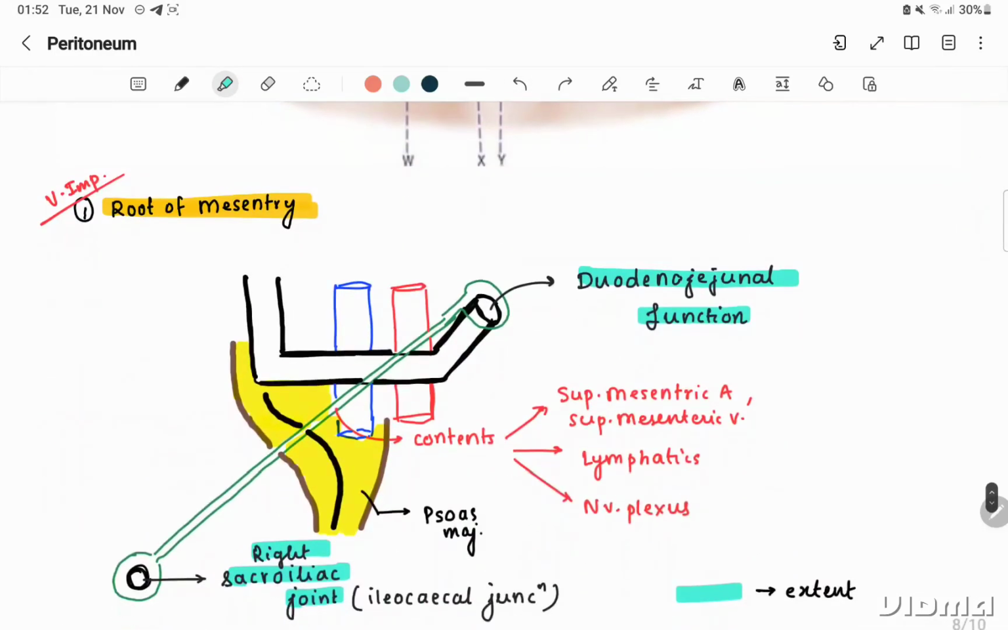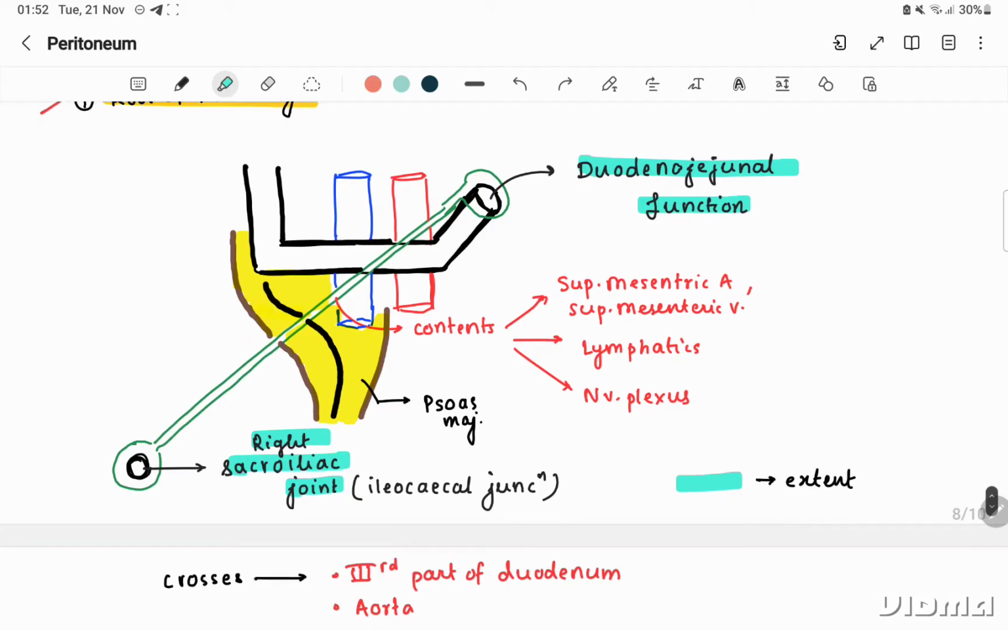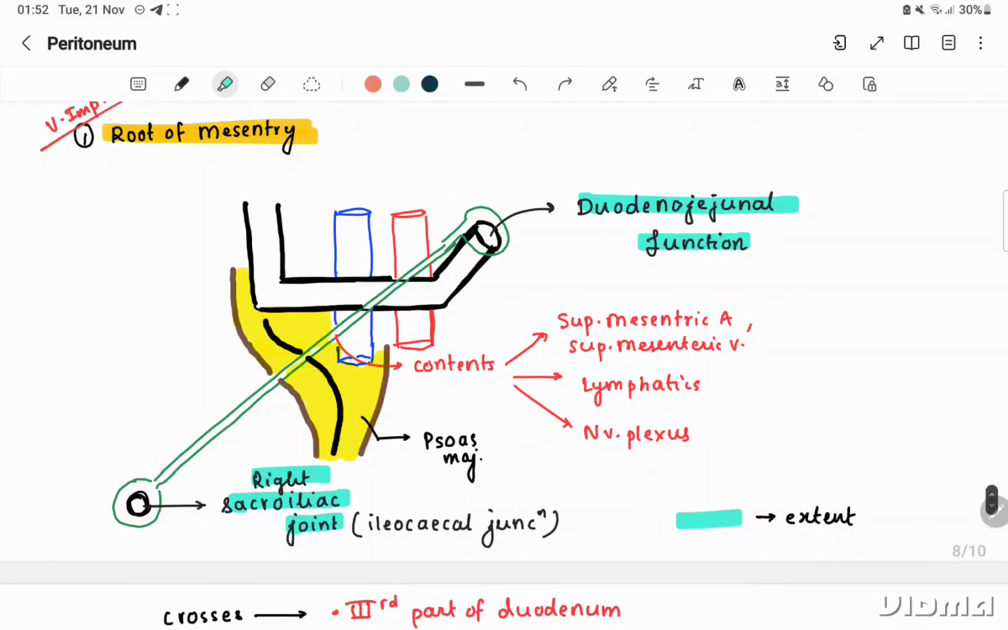Talking about the root of the mesentery, it goes from the duodenojejunal junction to the right sacroiliac joint, or ileocecal junction. You can write ileocecal junction. And what are the contents? The root of the mesentery contains the superior mesenteric artery, superior mesenteric vein, some lymphatics, and nerve plexuses.